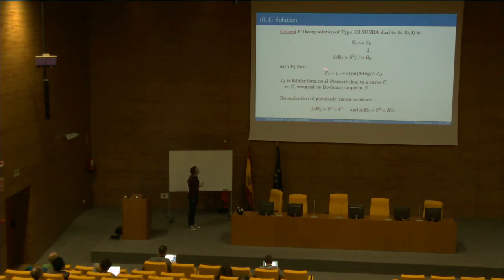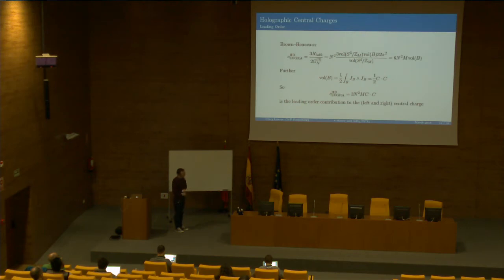Okay. And just to point out, these solutions are just generalizations of the previously known solutions, AdS3 times S3 times T4 and AdS3 times S3 times K3. Of course, these are just the cases where the base is such that the elliptic fibration over it is trivial and you're at constant coupling.